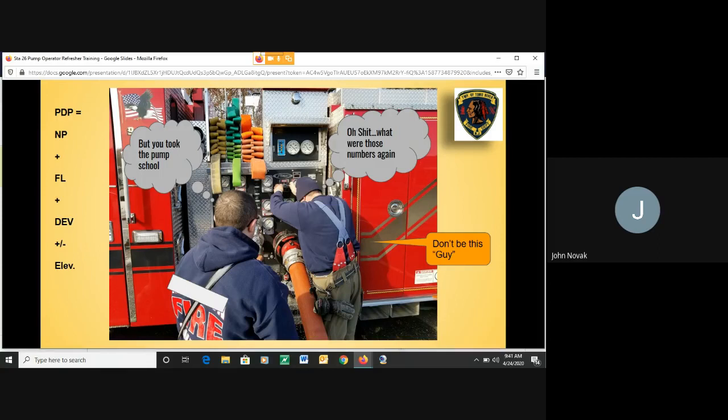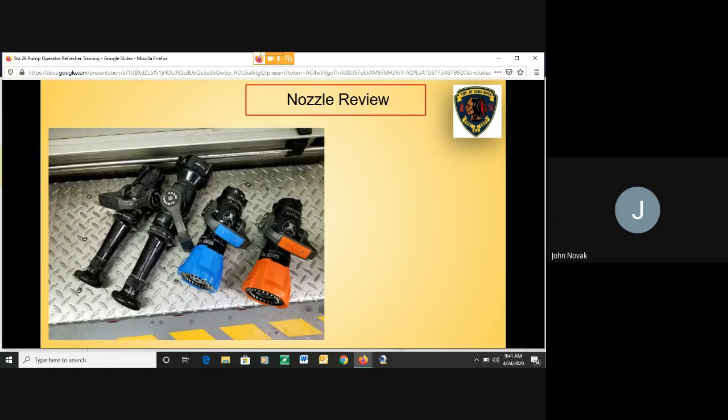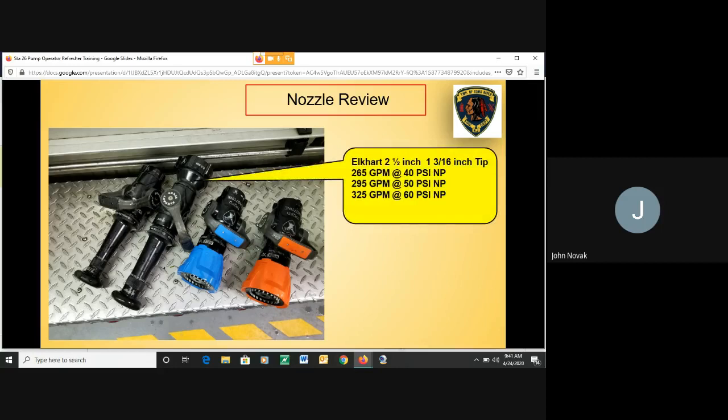So moving on, nozzle review. Here we go with the new Elkhart Brass nozzles that are in service now. Last year under Chief Bruce Miller, he purchased the smoothbore nozzles. The one was the Elkhart Brass 2.5-inch nozzle, 1 3/16 tip. Kind of new to us because we were used to the stacked tips, but I think it's a great advancement for us. I think it's going to serve us well.